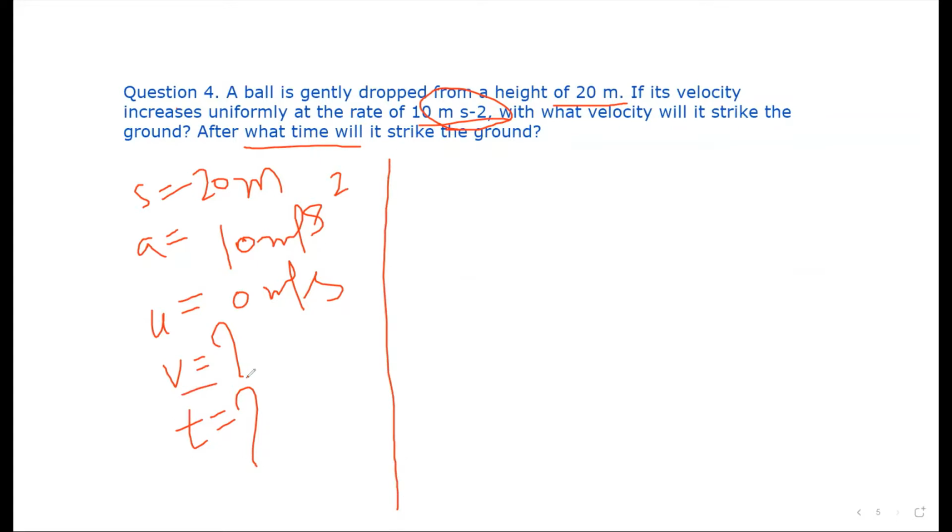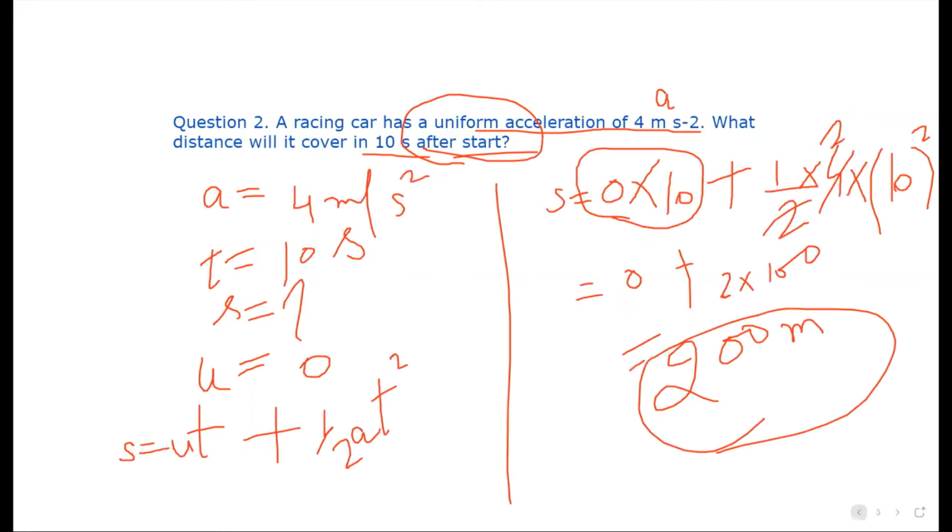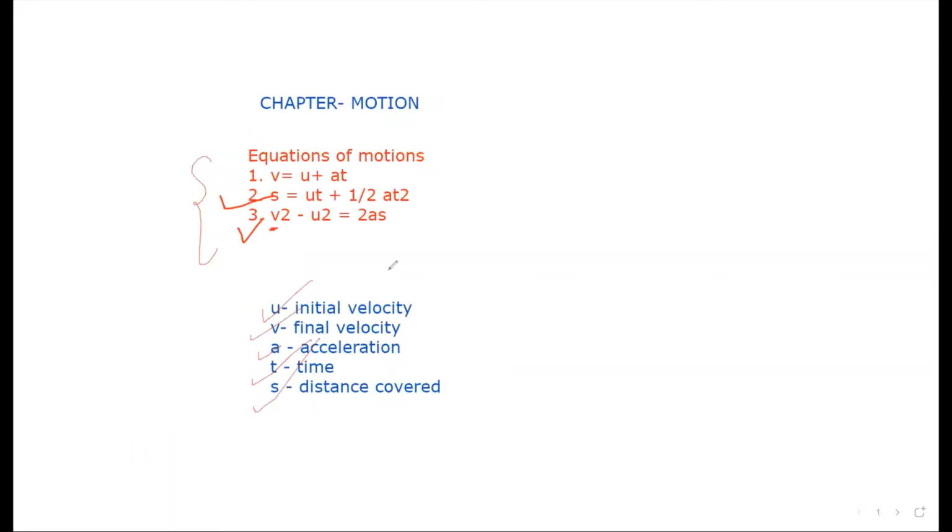So first, let's find out V. We have U, A, and S. We don't know T yet, so which equation will we apply? We can't use the first equation. Why so? Because in the first equation we don't have V, and we don't have T as well. We don't have time and we don't have velocity. If I show it here, V and T are unknown in the fourth question. So we can't use an equation in which two variables are unknown.